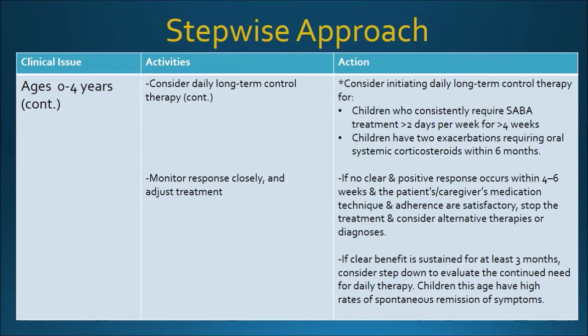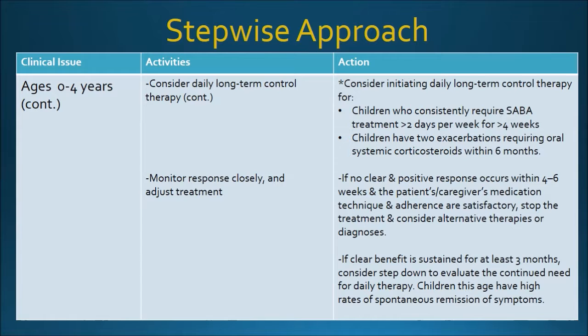Also, with the age group of 0 to 4 years, we're going to consider initiating daily long-term control therapy for children who consistently require short-acting inhaler treatments of greater than 2 days per week or greater than 4 weeks. Also for children who have 2 exacerbations requiring oral systemic corticosteroids within 6 months. We'll monitor response closely and adjust treatment.